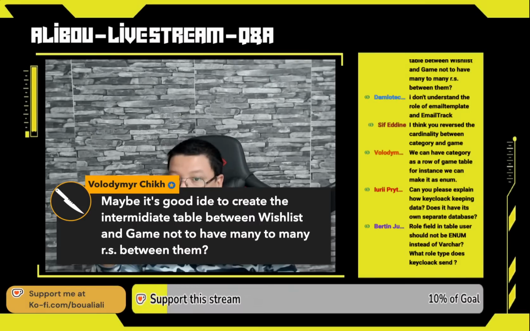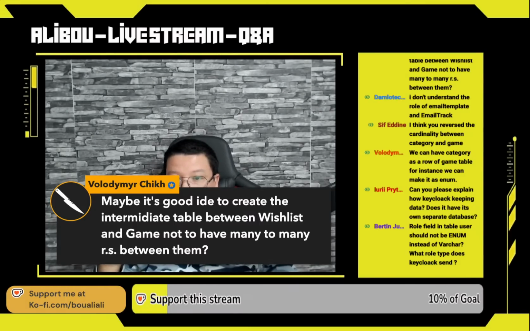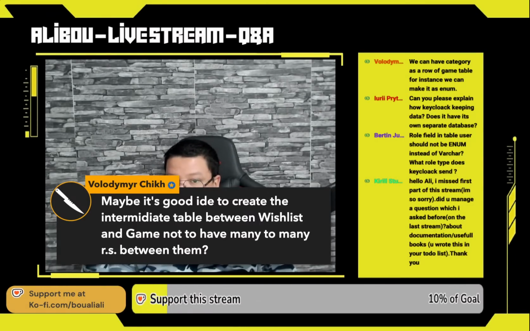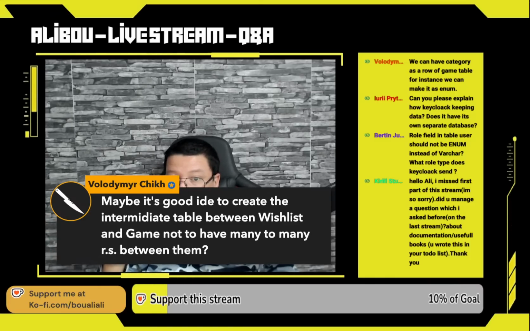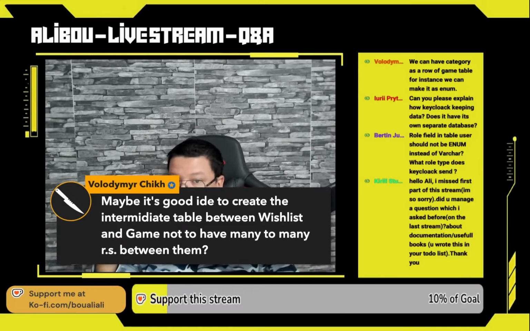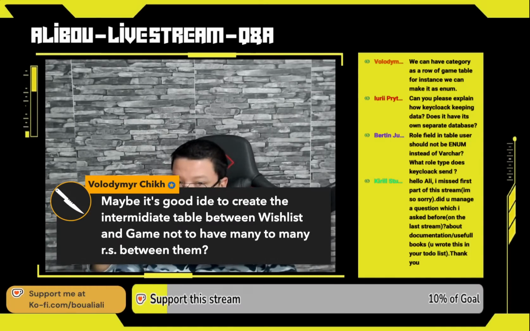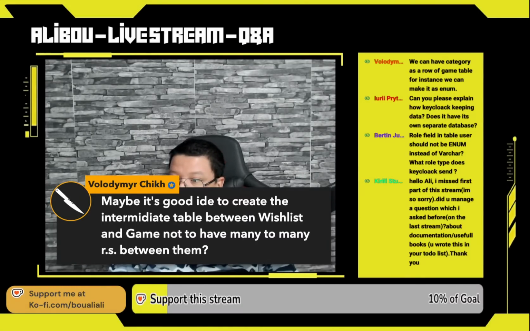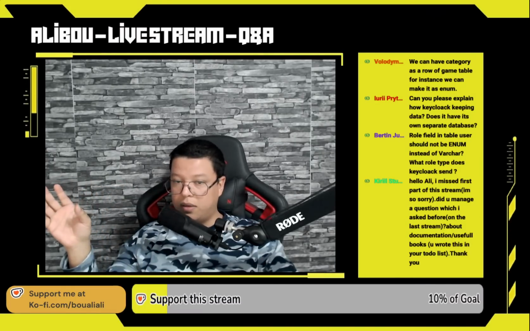When we have a many-to-many relationship, it will be translated to an association table between them. But for now, for the many-to-many relationship between the wish list and the game, we don't have any extra fields that we need to add in order to say, okay, let's create an association table with extra fields.